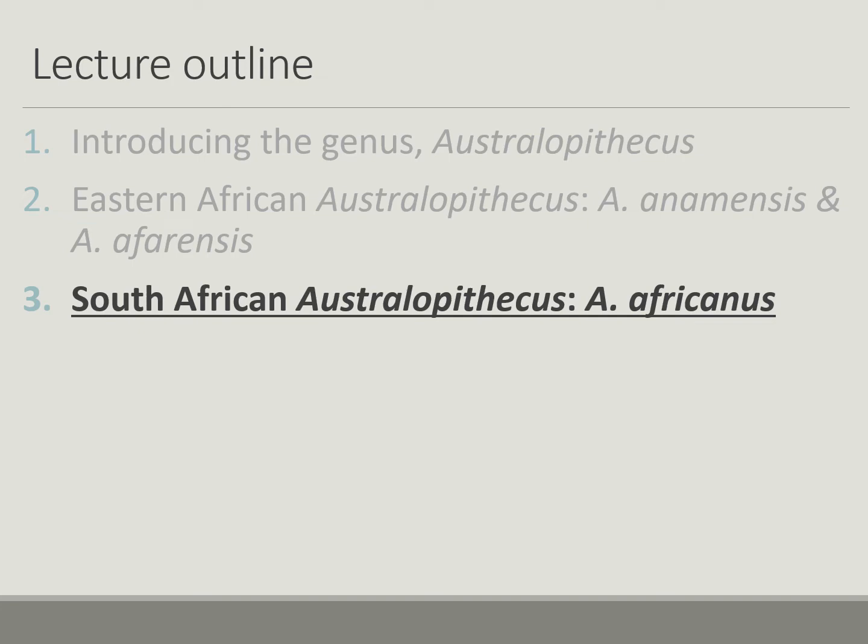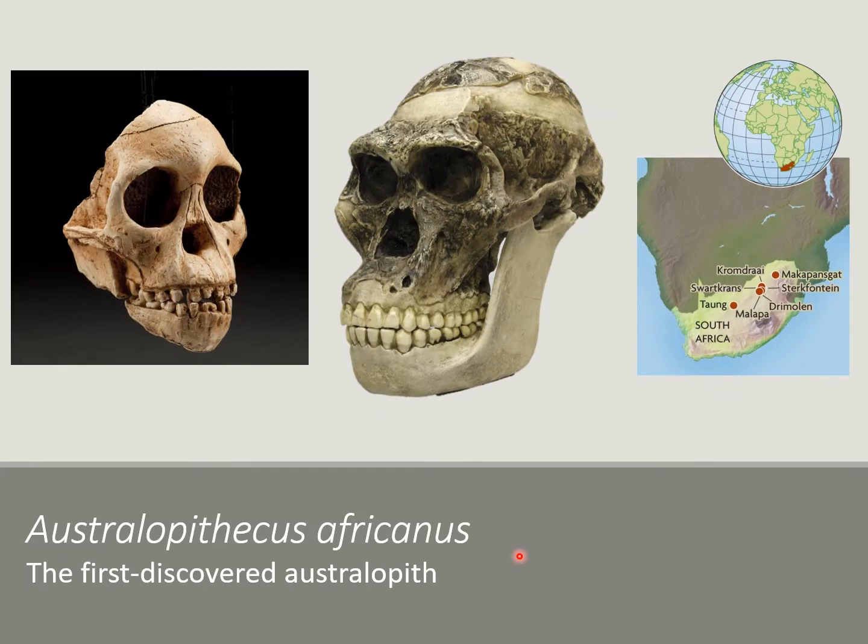Okay, welcome to the third and final video where we're going to be talking about the Australopithecus africanus, the South African Australopithecus. So the first species ever discovered in the genus Australopithecus and the geologically youngest one out of the three that we'll cover here. Okay, so Australopithecus africanus, the first discovered Australopith.